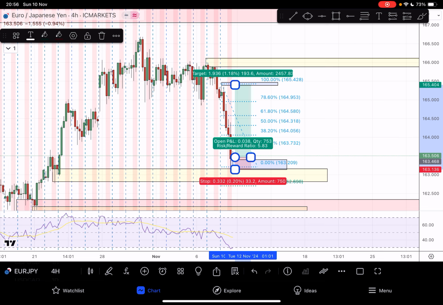So if it was a buy trade, I'm risking 33 pips to win 193. So I'm risking, if you're trading £1 a pip, £332 to make 1,936. So that's a risk reward ratio of 5.8.